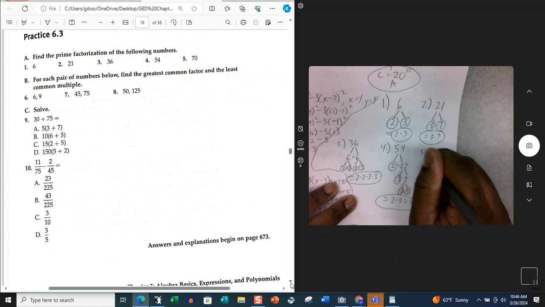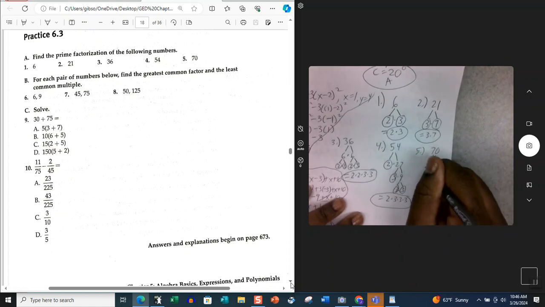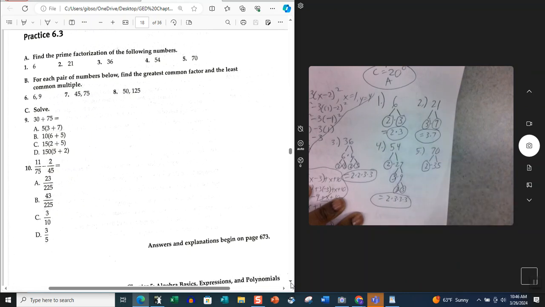Now number 5, we have the number 70. Now I will break 70 down to 2 times 35. So 2 is prime. 35 can be broken down to 5 times 7. 5 is prime, and 7 also is prime. So the prime factorization of 70 is 2 times 5 times 7. Okay, now that took care of problems 1 through 5.